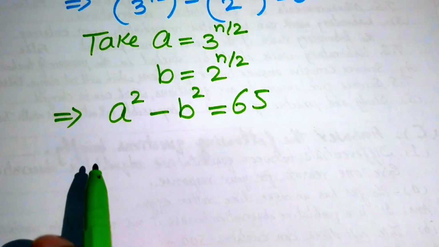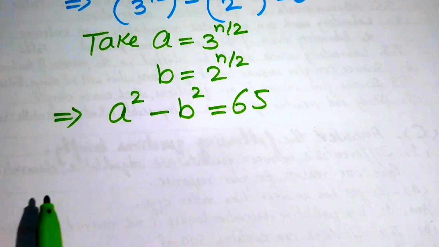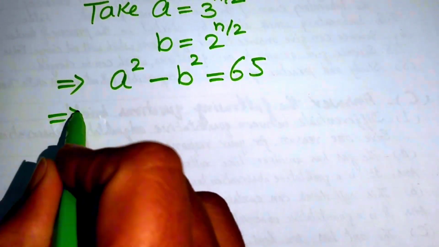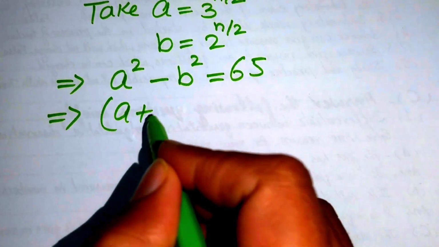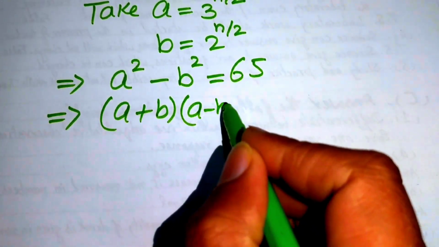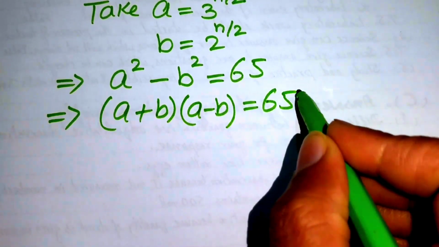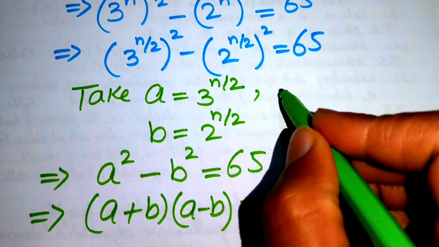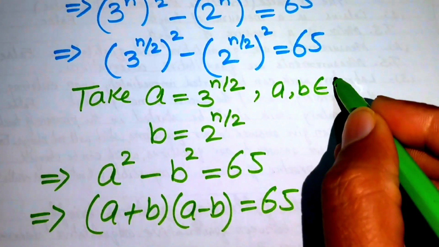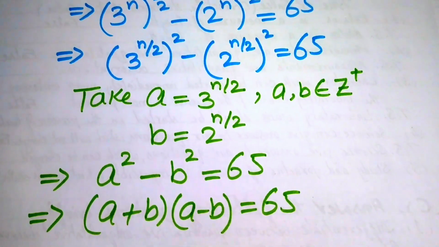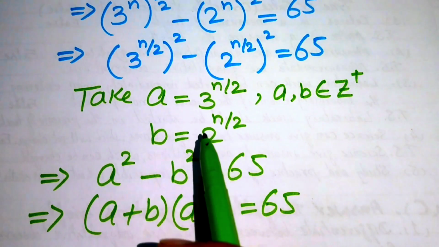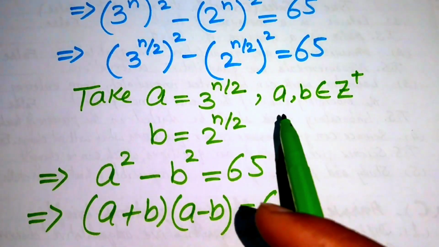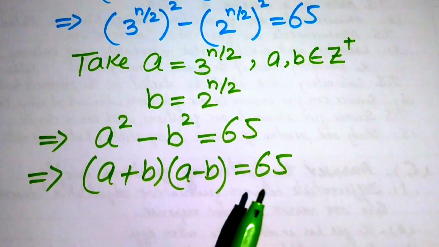Here you have a nice square identity. So now we use this identity, and you know that a square minus b square equals a plus b times a minus b, equals 65. So here you remember about a and b. Our a and b both must be positive integers, because a and b are both powers, and we know that such powers always give us positive values, so a and b must be positive integers.